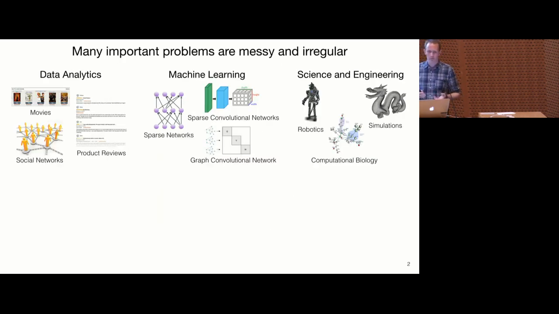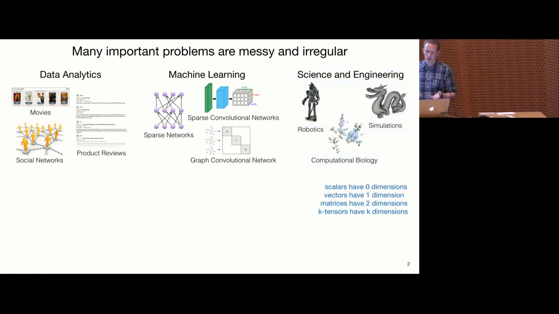There are a lot of very important problems that we want to compute with that are messy and very irregular. And you find them in data analytics, where you want to do things like compute which movies people like based on which movies other people like. You find them in machine learning, where you're starting to see sparse neural networks or sparse convolutional neural networks. And we've seen them in science and engineering for a long time, where you get sparse matrices and sparse tensors because meshes are sparse and robots' limbs don't all connect to each other.